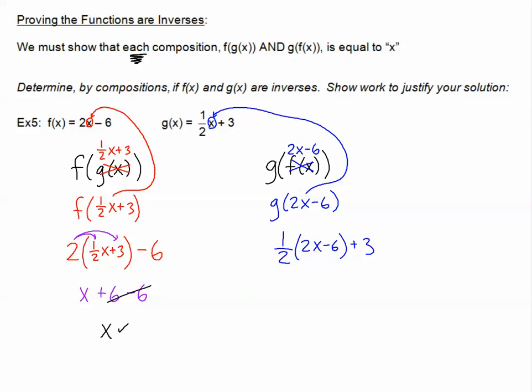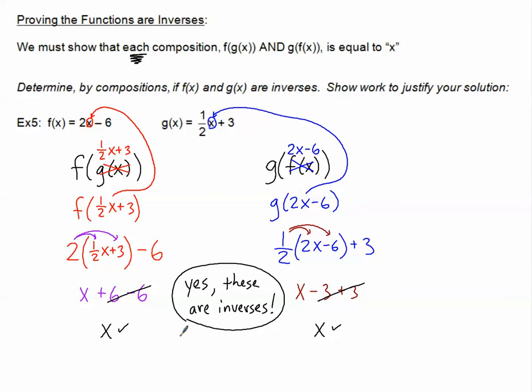And now we're just going to do some quick algebra. We're going to distribute again. 1/2 times 2x. Again, the 1/2 and the 2 cancel each other out to get a 1. So 1x. And then 1/2 times negative 6 is negative 3. And then, of course, you can see that those two things cancel out. And we also get x. Since both compositions equaled x, yes, these are inverses. I'll put an exclamation point because I'm excited about that.